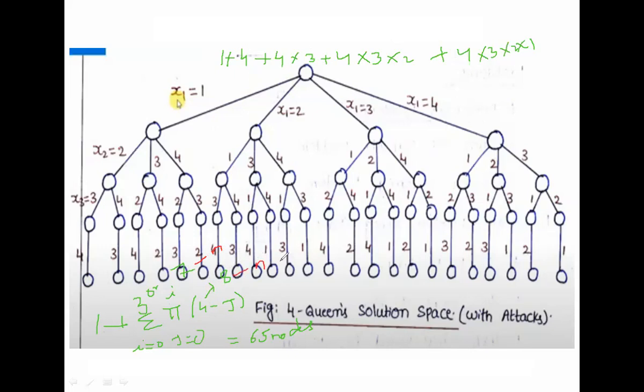So this is the number of nodes we have to draw for the 4 queens problem: 65. For the 8 queens problem, just solve this, and for n queens you have to use the formula: 1 plus sigma, i equal to 0 to n minus 1, sigma j equal to 0 to i, n minus j. That is the number of nodes we have to construct in the tree. Okay, next we see the solution for this.